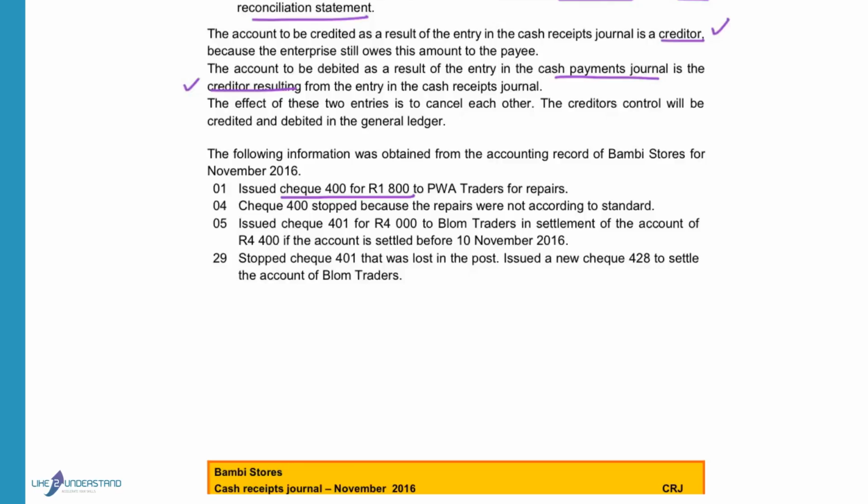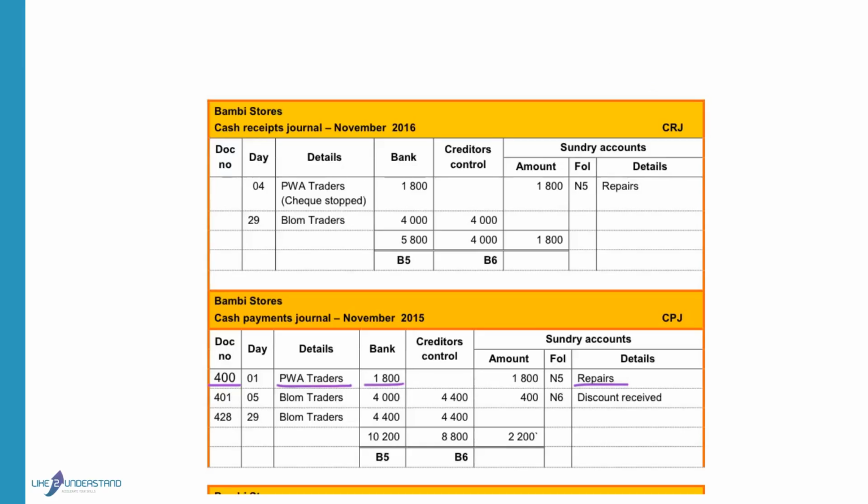Cheque 400 is stopped because the repairs were not according to standard. When we issued the cheque, we recorded it in the cash payments journal. When we stopped this cheque, we will record it in the cash receipts journal. We will indicate that PWA Traders cheque was stopped, so we have more money in the bank, and now we cancel the expense that we paid for repairs until we sort out this problem with him. You could also take this to the creditors control account, and when you replace the cheque, you will debit the creditors control.